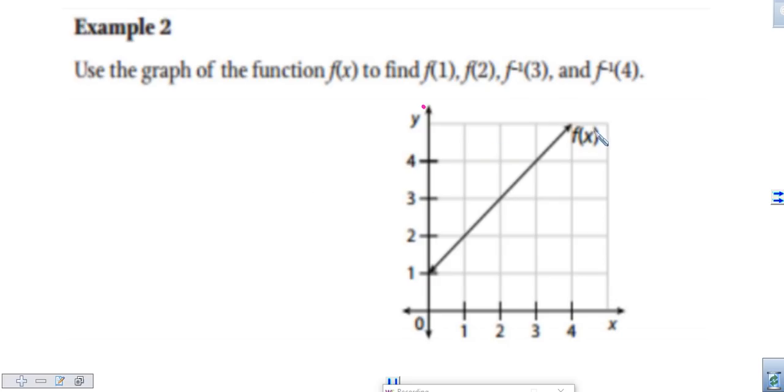F inverse of 3, so these are opposites. That means we start with the y value. 3 goes to 2. Okay? F inverse of 4, same thing. These are opposites. So you start at the y value, and then that goes to 3. And that's why those answers are what they are.